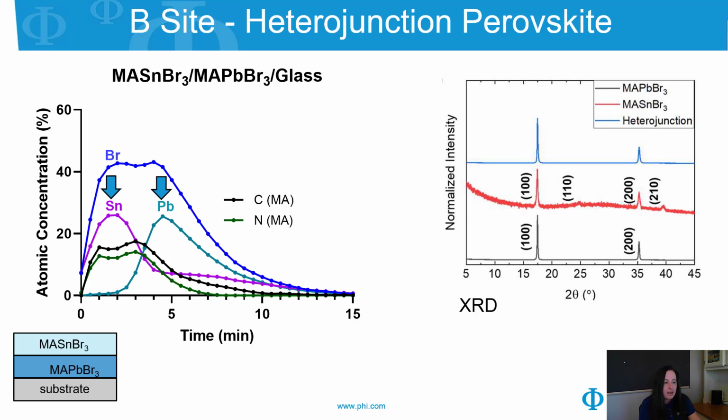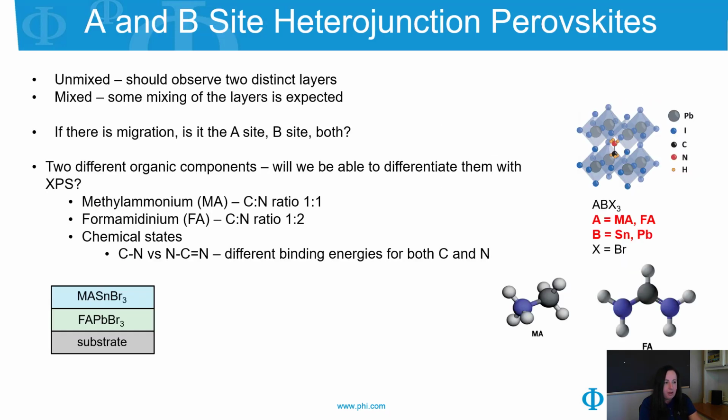So in the next group of samples, as I already said, we looked at both an unmixed and mixed, and this is where both the A and B sites were changed. With the previous one, it was quite easy with XPS to separate them. Tin and lead do not overlap, so they're different elements, so it was quite easy to separate the two components.